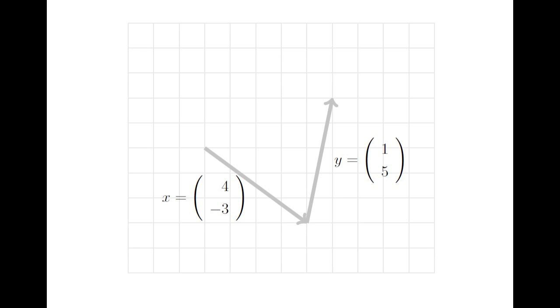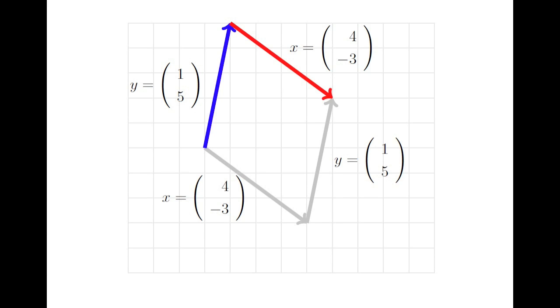You could have instead laid the vector x head to tail with vector y. If you then first follow vector y and then vector x, you find that for this example, x plus y is equal to y plus x. In one of the homework exercises, you will be asked to determine if it is always the case that x plus y is equal to y plus x. In other words, that vector addition is commutative.